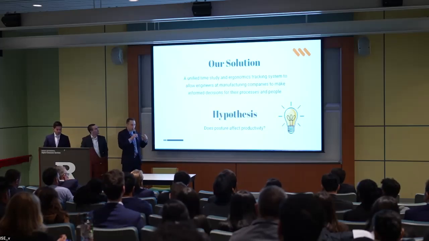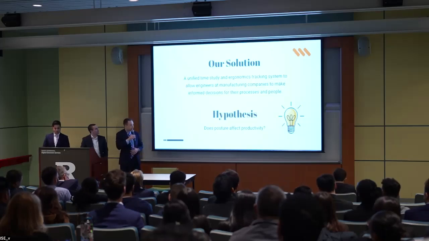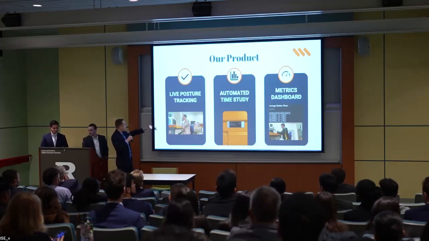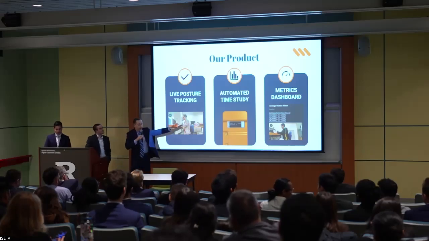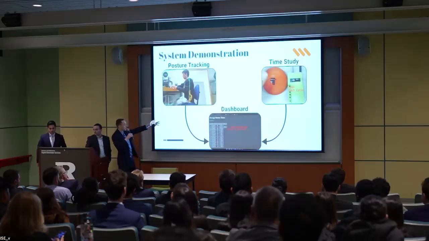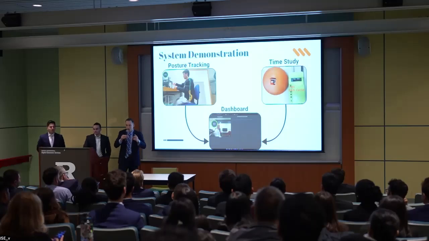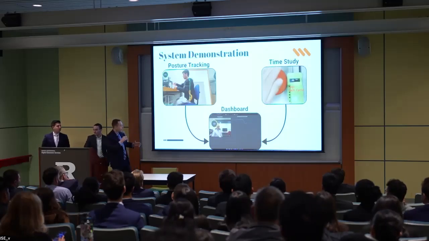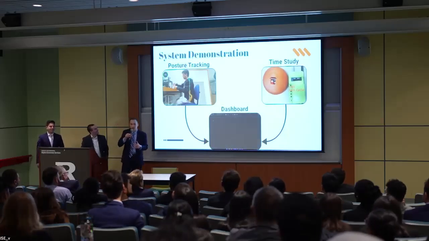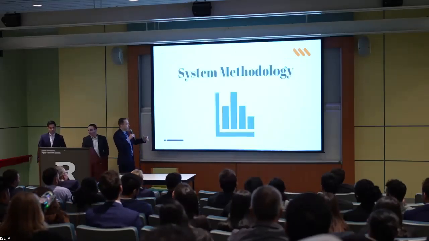While working on this, we used our technology to test our hypothesis of whether or not posture affects productivity. This is our product, three main components. We'll dive a little deeper into it later. We have a live posture tracking system, an automated time study system, and then those funnel into a dashboard. This is a system demonstration on the screen, all three elements of our project in action. I know it might seem a little overwhelming and complex, and that's the point. We have all three elements working together continuously to ensure that our customers can collect the data that they need. Let's talk about the methodology.